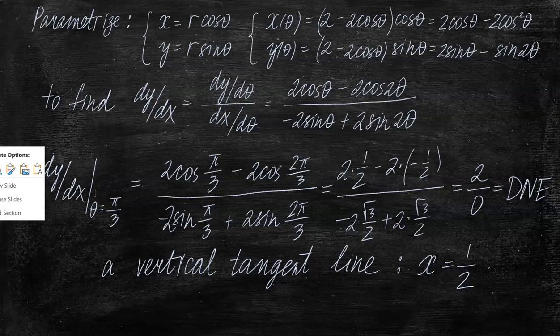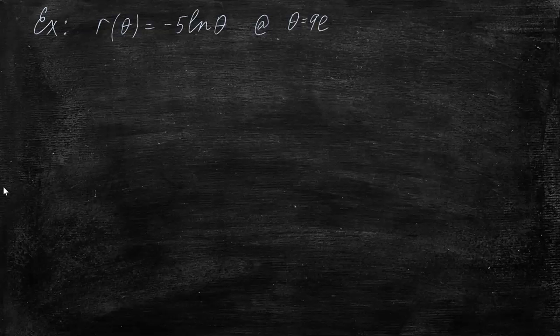Let's find just the slope of the tangent line, without trying to find the equation of the tangent line, for the following curve when theta is equal to 9e. So again, the question is: find the slope.